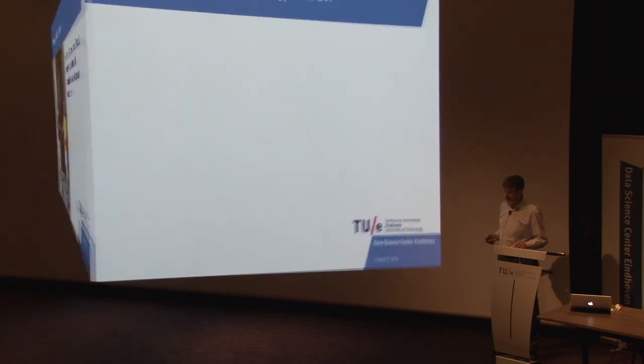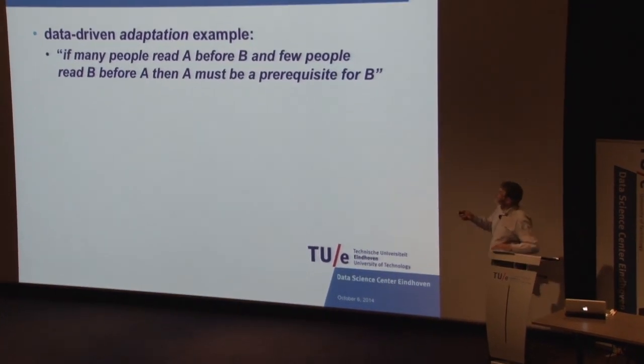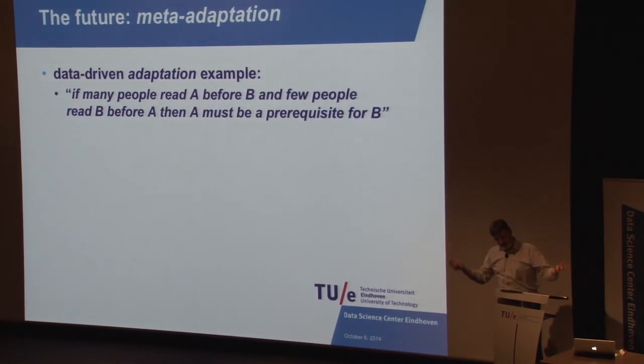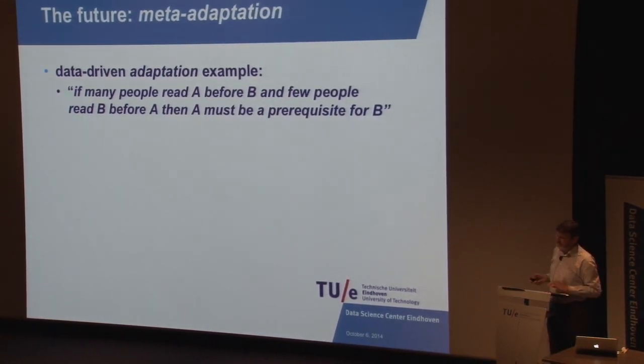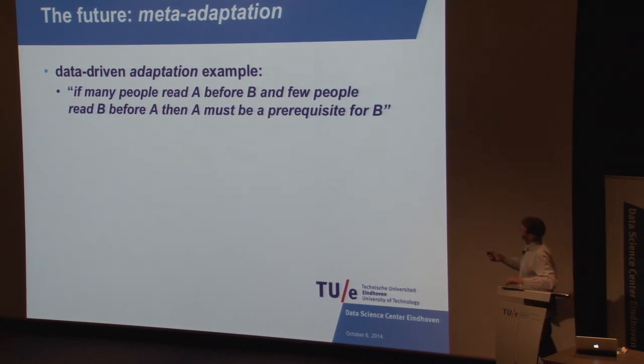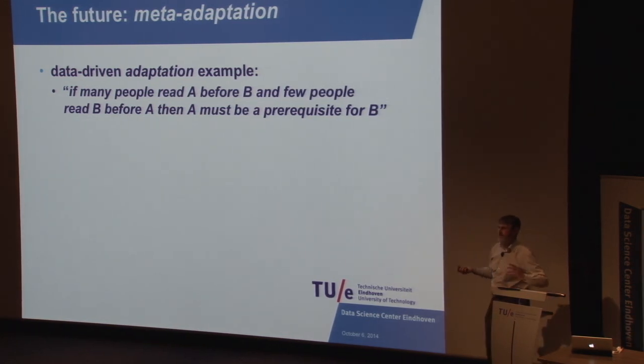The future goes towards meta-adaptation. Data-driven adaptation is, well, if we can observe what people do, and if we say that if many people read A before B, and few people read B before A, then A must be a prerequisite for B. We can deduce that automatically.